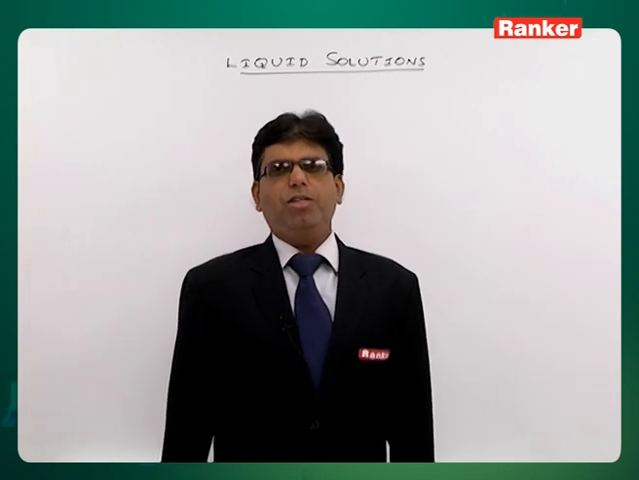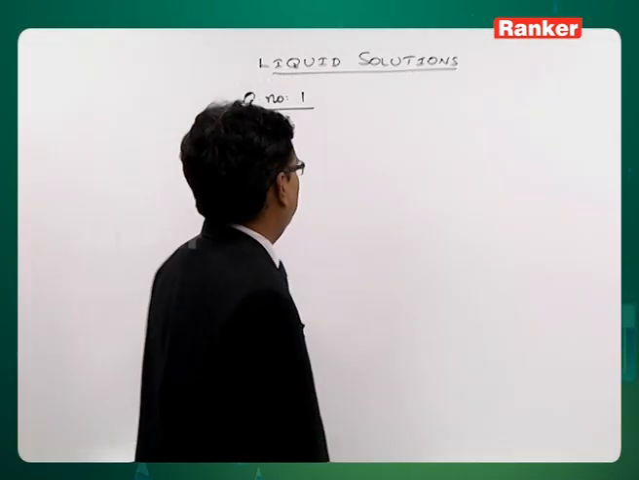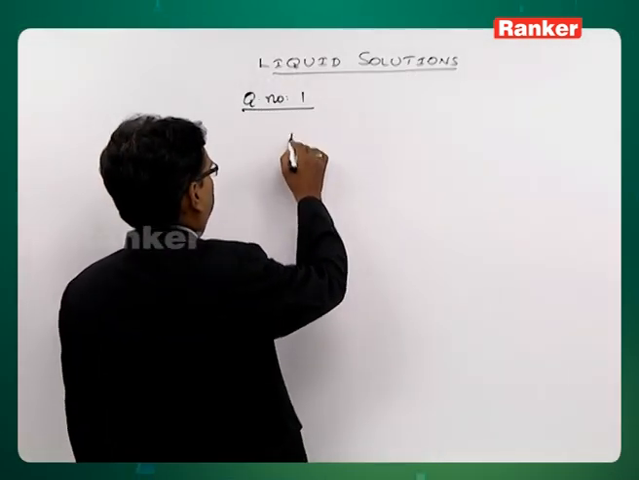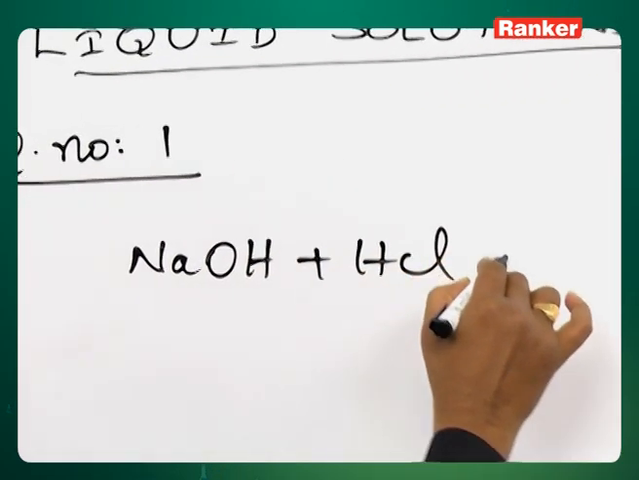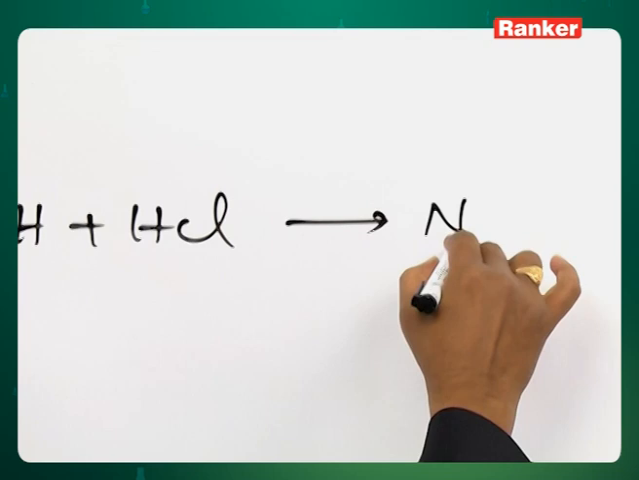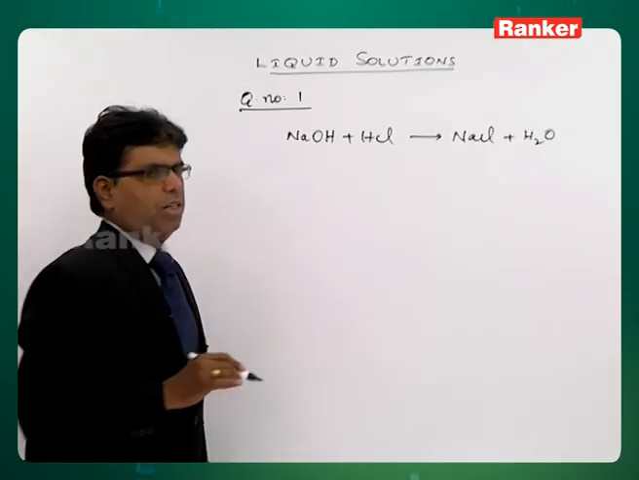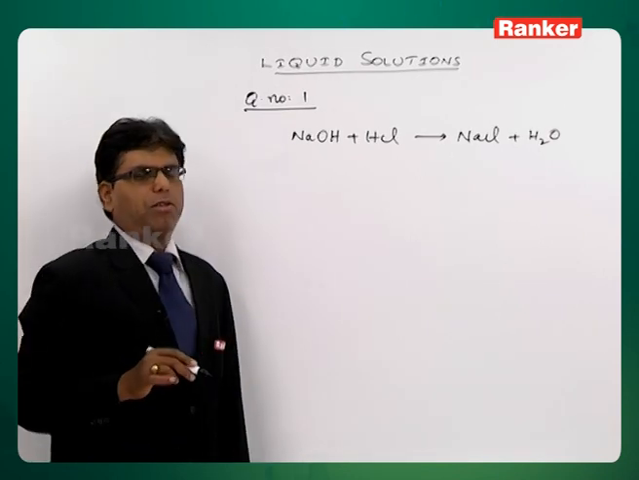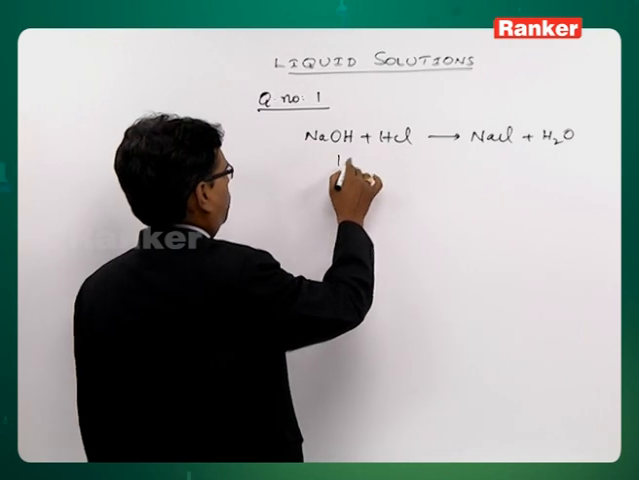Now, the first question is, in question number 1, how much sodium hydroxide is required to neutralize 1500 cc of 0.1 normal HCl. So, it is the neutralization of sodium hydroxide and HCl, and neutralization gives NaCl and H2O. This is the reaction. For this kind of reaction, first it is better to write the balanced equation for the given reaction. Now, here the mole ratio is 1:1.